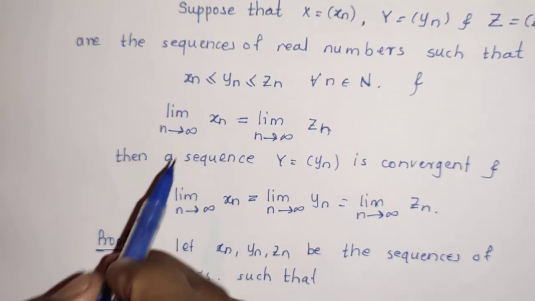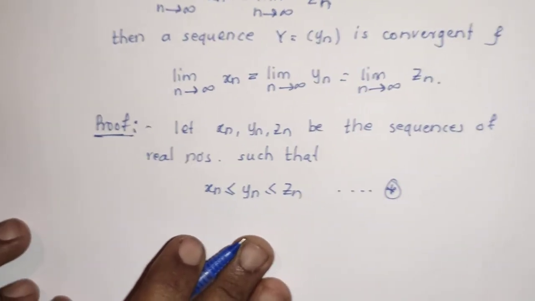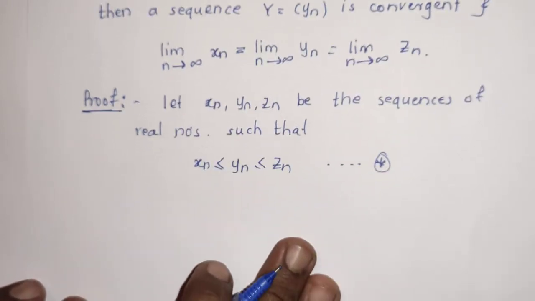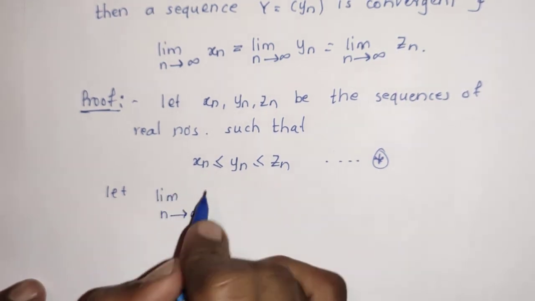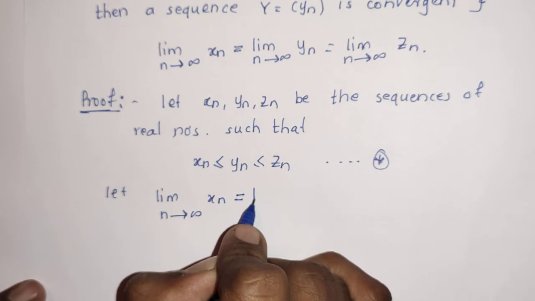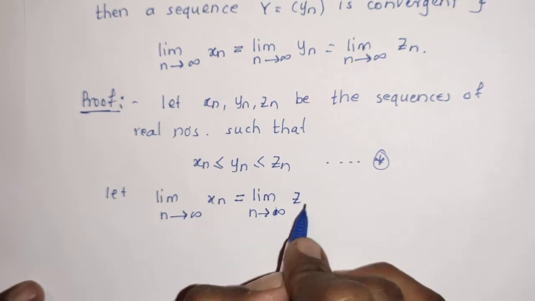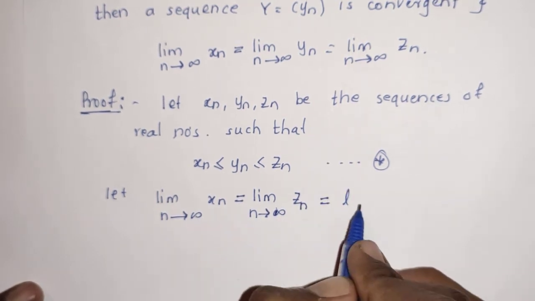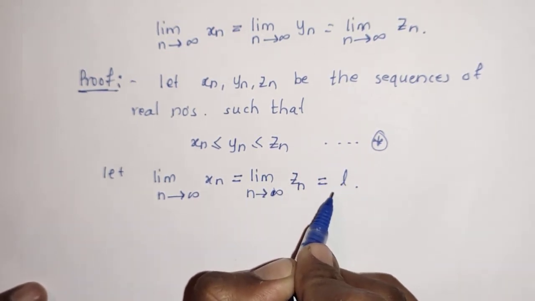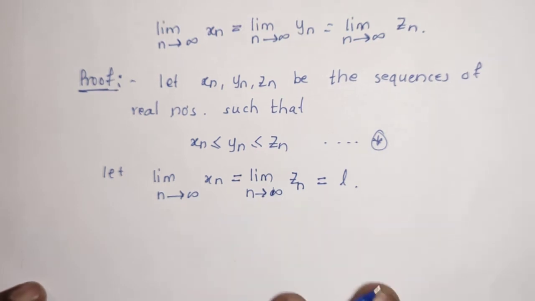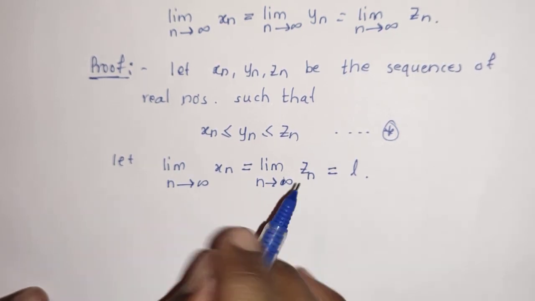Also we are given that the limit of xn and the limit of zn are the same. Suppose the limit of both these sequences xn and zn is L. Let the limit as n tends to infinity of xn equal the limit as n tends to infinity of zn, which is equal to L. Now the limits of these two sequences exist and equal L. Therefore we can use the epsilon-k definition, that is, the definition of limit.